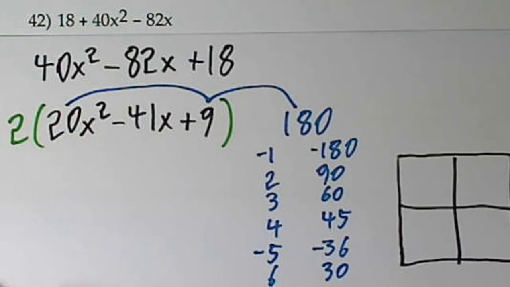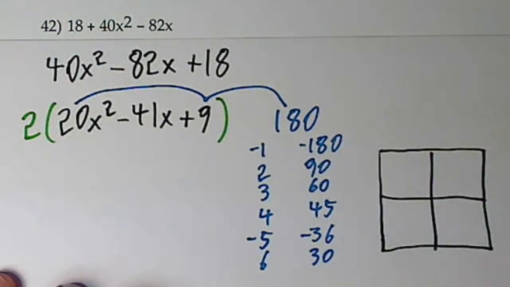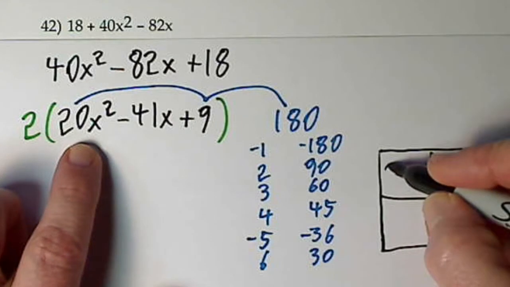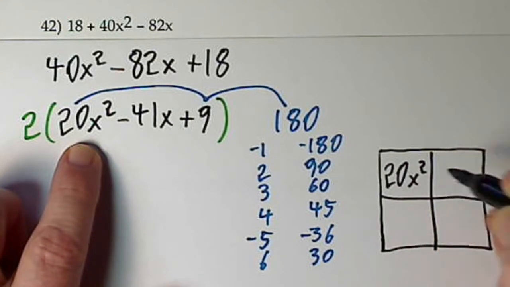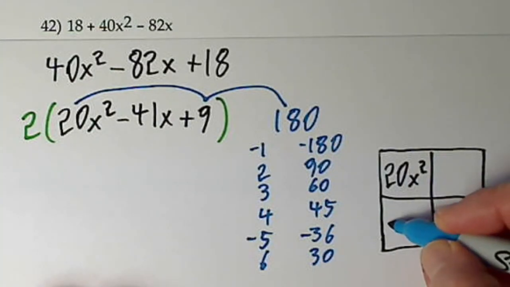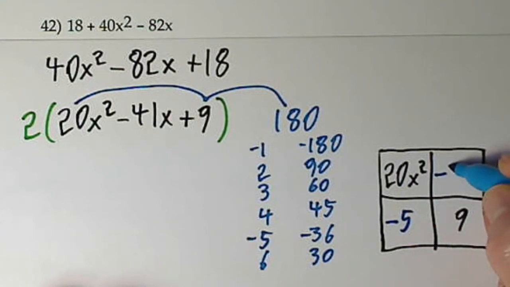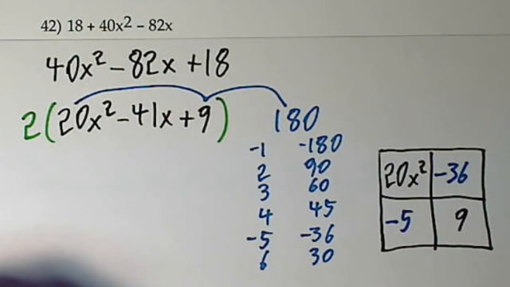The first term goes in the first box. That's 20x squared. Last term goes in the last box. And all of this work was to find the terms that go in these other 2 boxes. Again, it doesn't matter. I could put a negative 5 here, or I could put a negative 5 here. You'll still get the right answer. So I'll put negative 5, negative 36, excuse me.